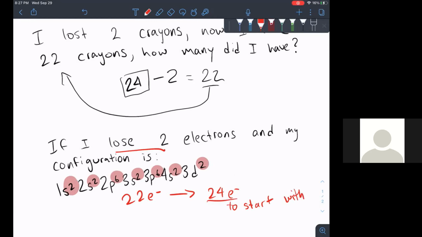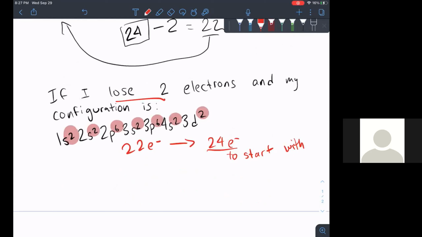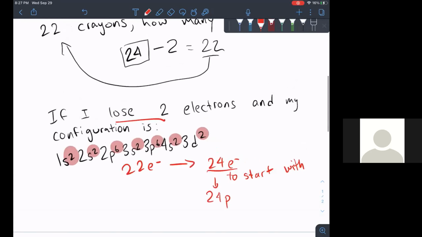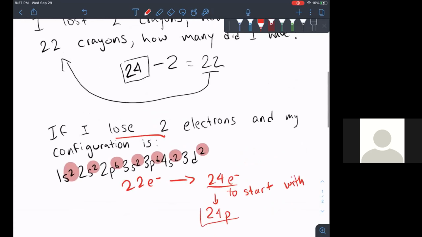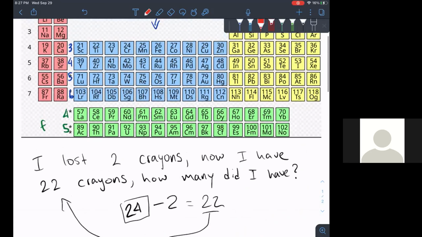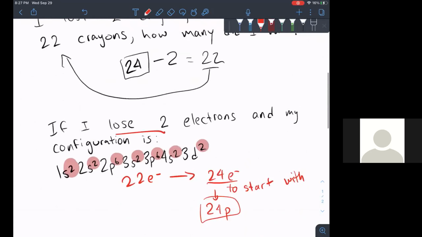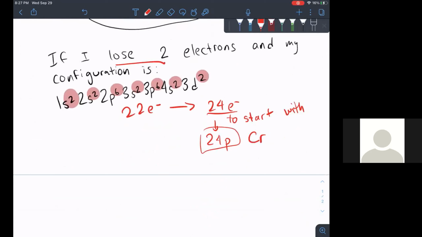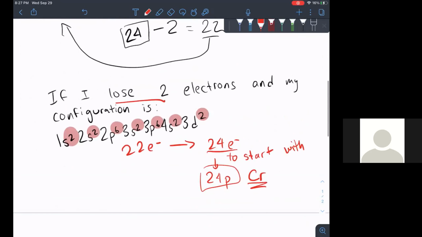Knowing I had 24 electrons to start with, looking at a neutral atom, we know that 24 electrons is going to refer to 24 protons, and 24 protons is an atomic number of 24. So we know we'd be dealing with chromium, Cr. So that's the basic concept behind these problems where I'm asking you about ions.